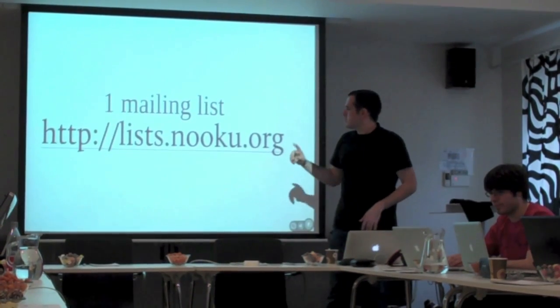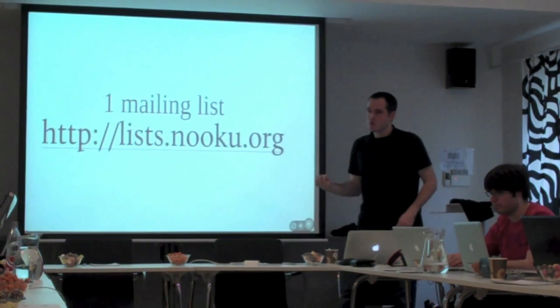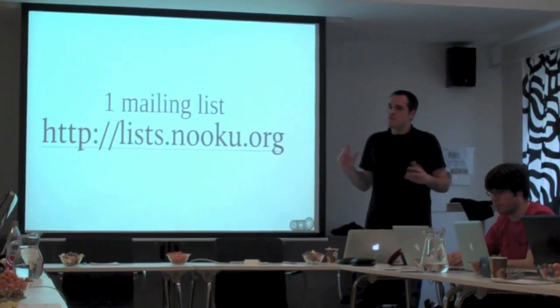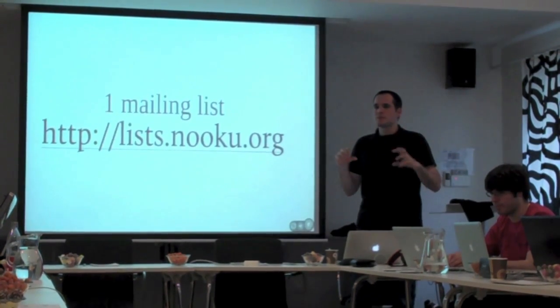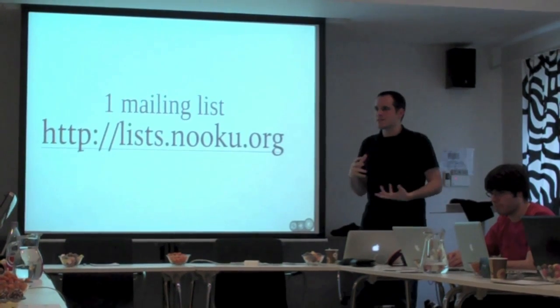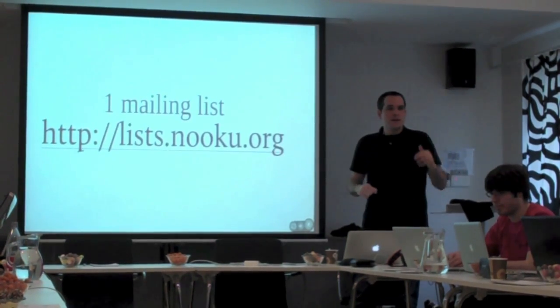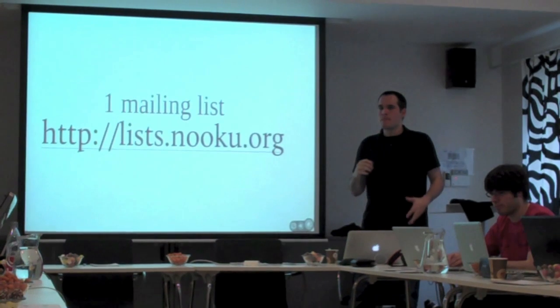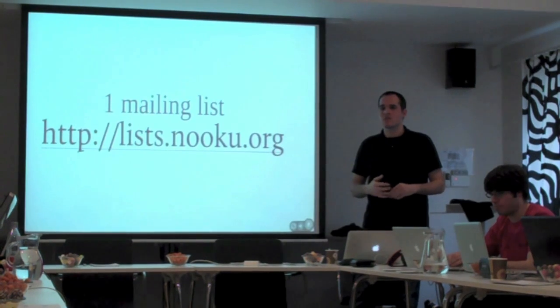One mailing list, lists.nooku.org, which redirects to Google. The mailing list is publicly readable. If you sign up for it, there's a little form on our website that you need to fill in and you get access. As has already been said, mailing lists are highly technical. We welcome any and every question from anybody. But by default, the mailing list and the discussions on there are quite technical.